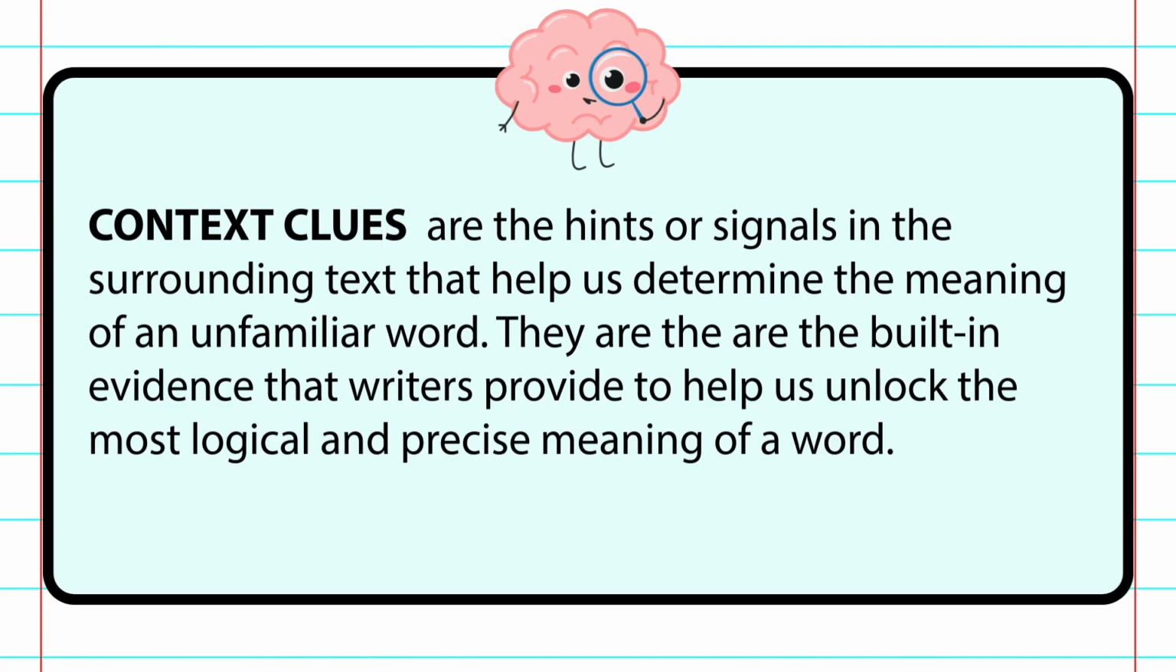We can use context clues to determine the context and the connotation and the meaning. Context clues are the hints or signals in the surrounding text that help us determine the context, feeling, and ultimately the meaning of an unfamiliar word. Using context clues, we can figure out what is going on in the passage, how the words are meant to feel, and then match the word we're looking for with the equivalent idea and feeling in the statement with the blank. In other words, context clues are the built-in evidence that writers provide us to help us unlock the most logical and precise meaning of a word.